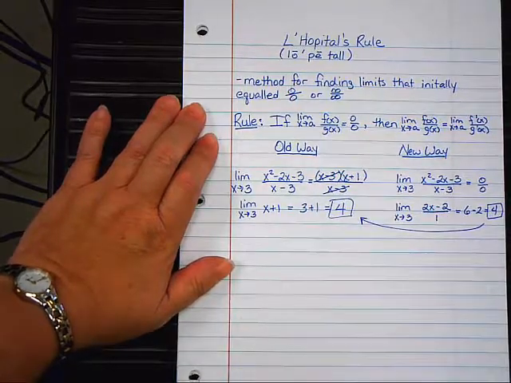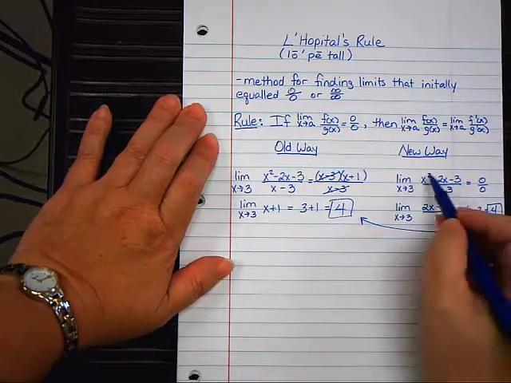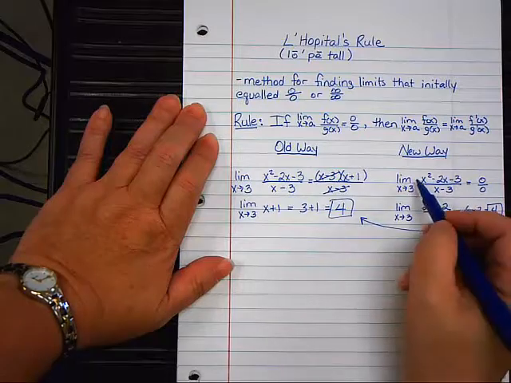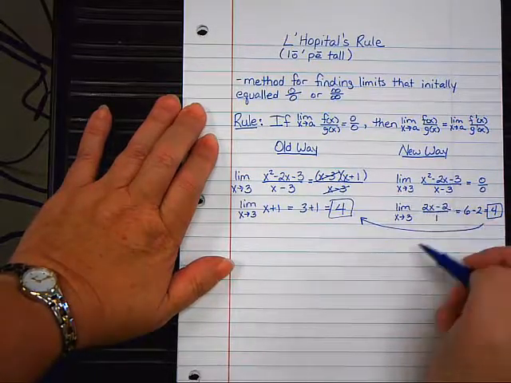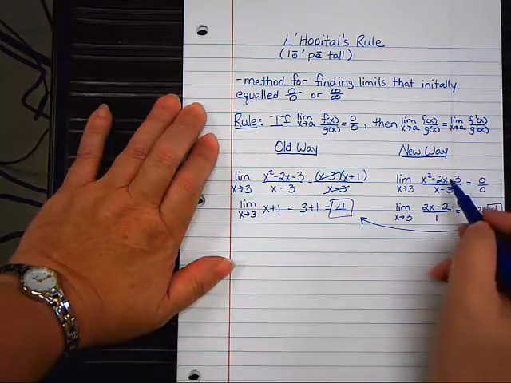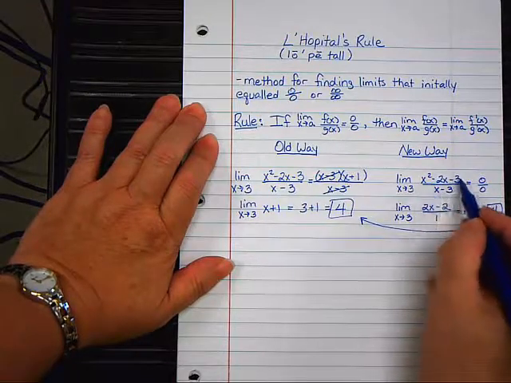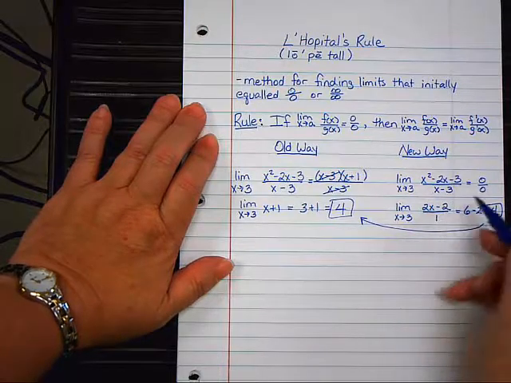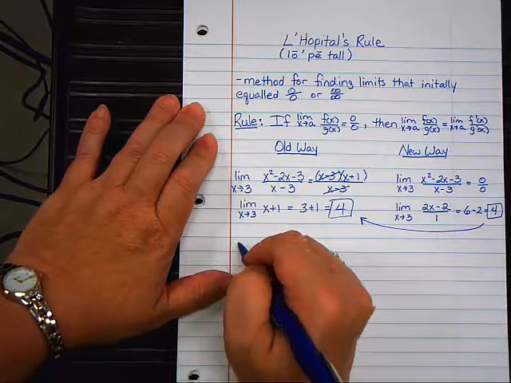The one thing I'm getting confused is trying to do quotient rule to this. This is not quotient rule. This is a limit. The only time you do quotient rule is if I ask you to find the derivative. I am now asked to take a limit. When you do a limit, you do L'Hôpital's, which is a separate derivative of the numerator, a separate derivative of the denominator. So please do not get those two things confused. Okay, next example.